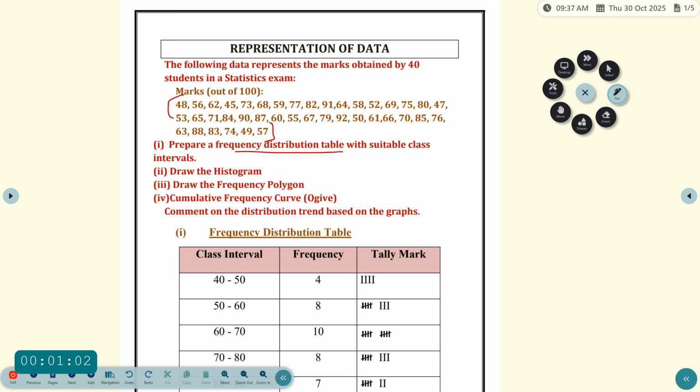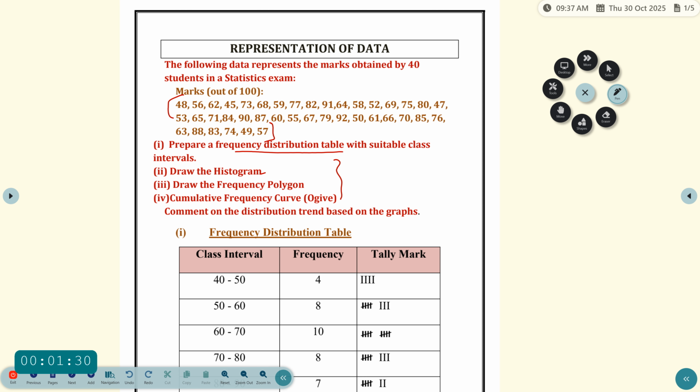Secondly, we have to draw the histogram. We have to construct the histogram for the given data. Third, we have to draw the frequency polygon also. And fourth, we have to construct the cumulative frequency curve for the raw data. Then comment on the distribution trend based on the graphs. Here we construct a number of graphs, so according to the graph structure, we have to give a comment about the collected raw data.